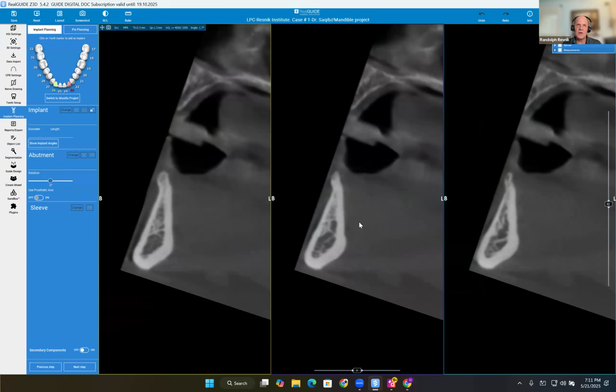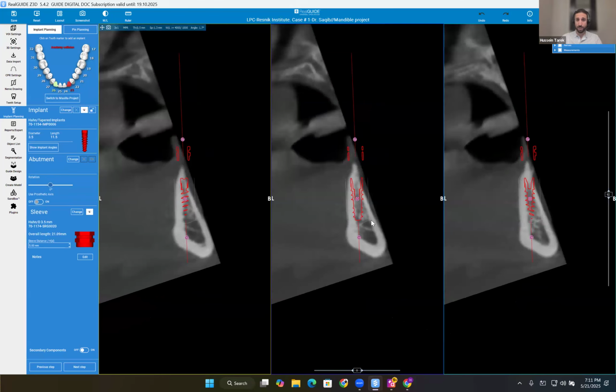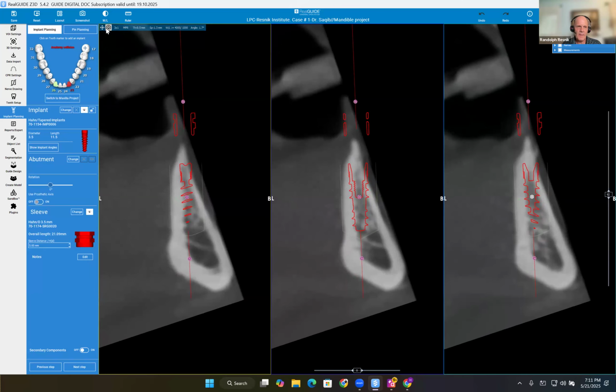Hussein, did you treatment plan the 2 implants? Yes, sir, I did. I did add 2 implants at the size of number 23 and 26. I'm using a 3.5 by 11.5 tapered implant for each side of these, Dr. Resnick. Okay, let's look at the pan view on this. You got it, sir.